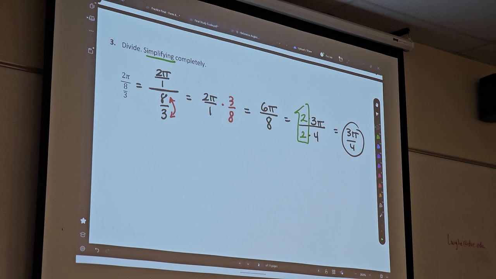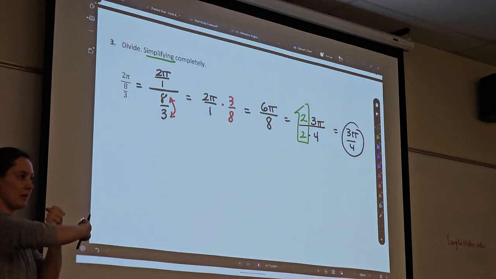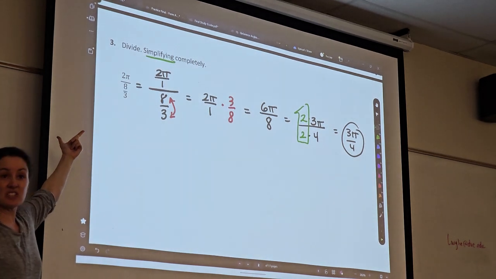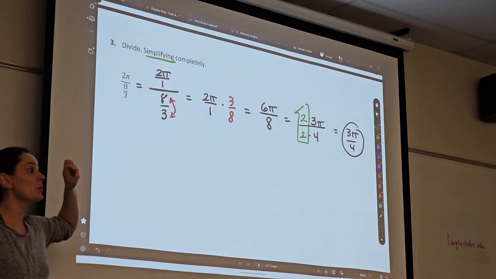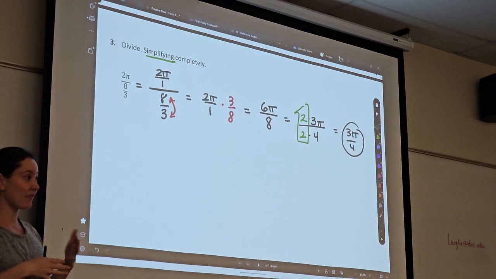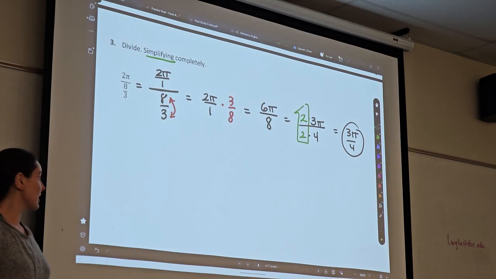Right? Leave the numerator alone. Flip the denominator. Multiply straight across. You need to do this kind of stuff when you're using the new period formula, right? 2 pi divided by b. If b is a fraction, this comes up.